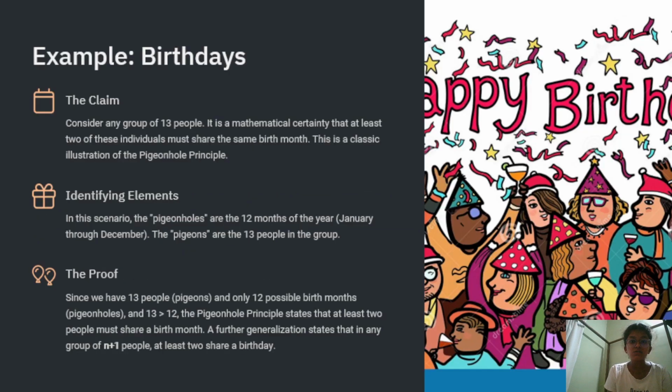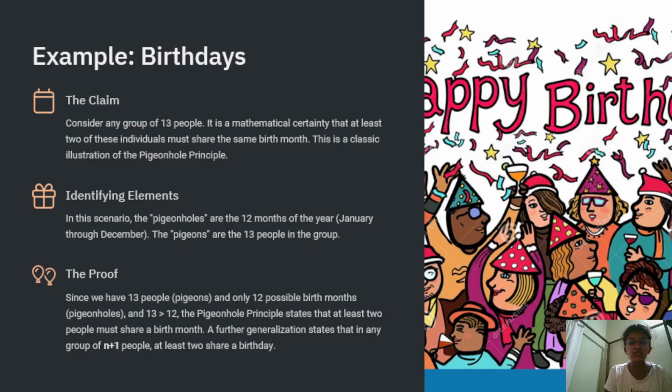Next, let us move to another example called birthdays. To depict this concept of the pigeonhole principle, we are taking birthdays as an example. The claim: consider any group of 13 people. It is mathematically certain that at least two of these individuals must share the same birthday month. This is a classical illustration of the pigeonhole principle.